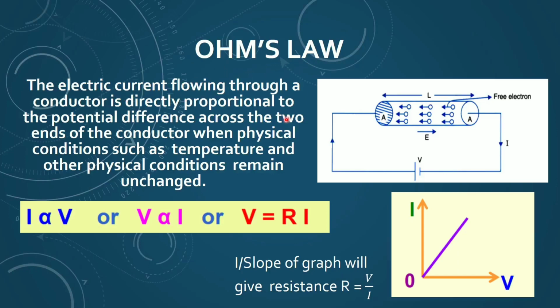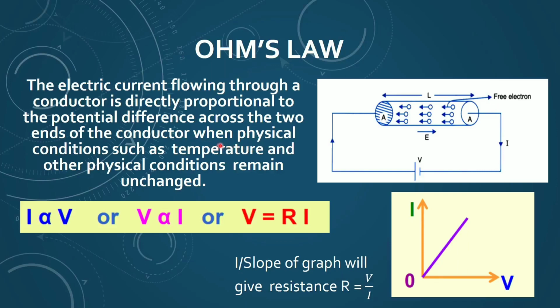Ohm's law is named after the scientist Georg Ohm, and he gave this law in 1828. What he observed is that when we maintain a potential difference across the ends of any conductor, whatever is the amount of current flowing is proportional to the potential difference applied across the ends of that conductor. So this is the statement: the electric current flowing through a conductor is directly proportional to the potential difference across the two ends of the conductor.